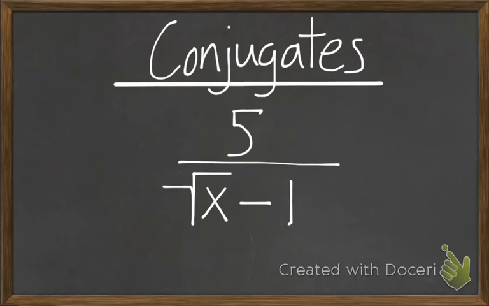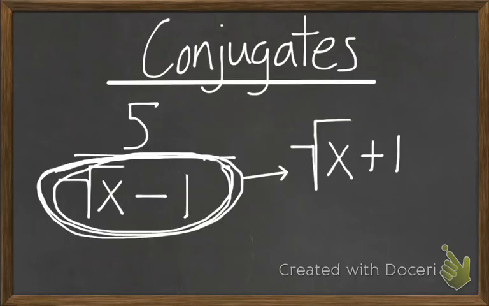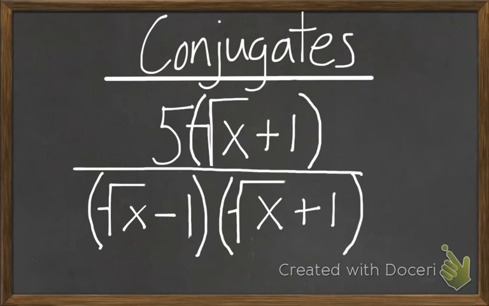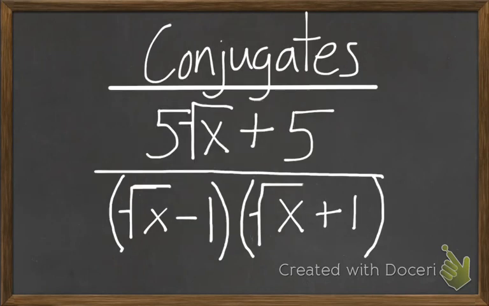To use the conjugates, you take the denominator of the original expression, change the sign in the middle, in this case the subtraction sign changes to a plus sign, and multiply the original expression by the newly changed denominator over itself, like so. Next, simply distribute the 5 in the numerator. This leaves you with 5 times the square root of x plus 5 over the square root of x minus 1 times the square root of x plus 1.